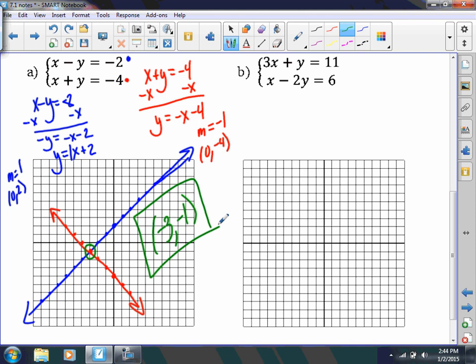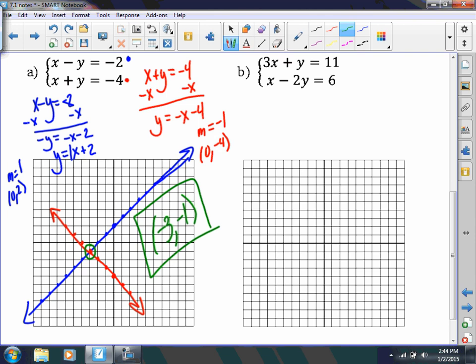Now that means if I took -3 and -1 and plugged them back into both of these equations, I would get a true statement. So if my x is -3 and my y is -1, -3 minus a -1 is +1. -3 plus 1 is 2. And here -3 plus a -1, that's a -4. Okay, so when you graph and you get your solution, you can double check it.